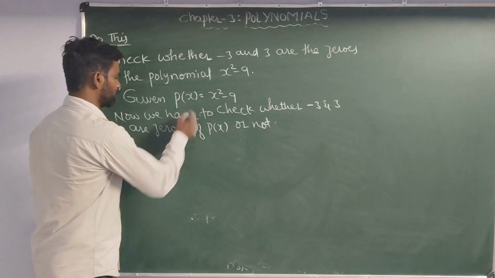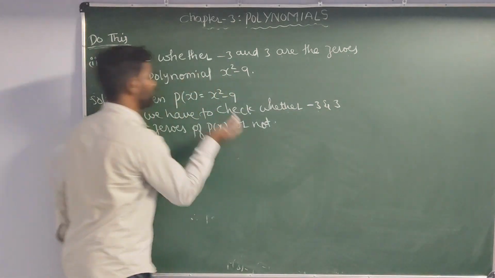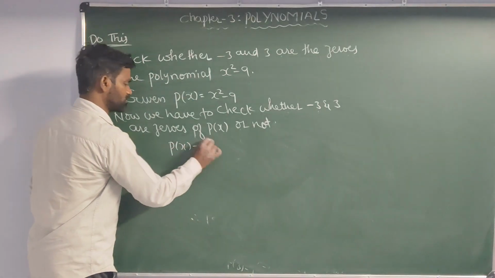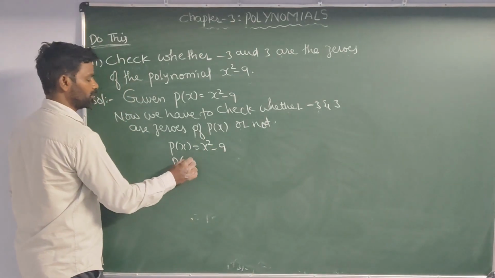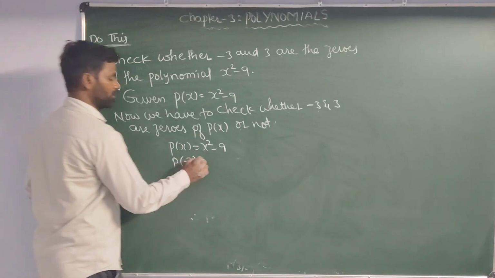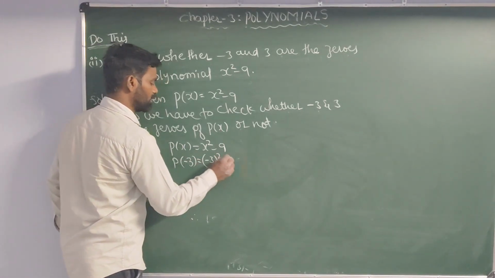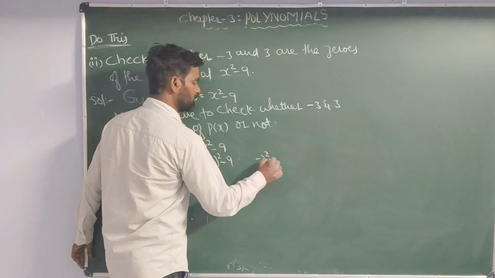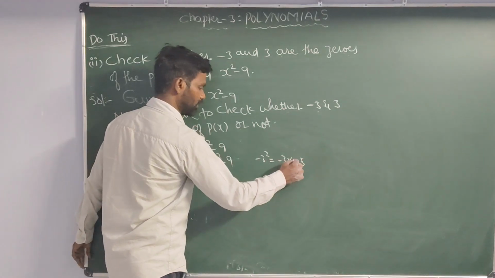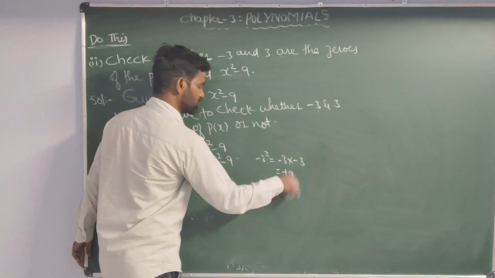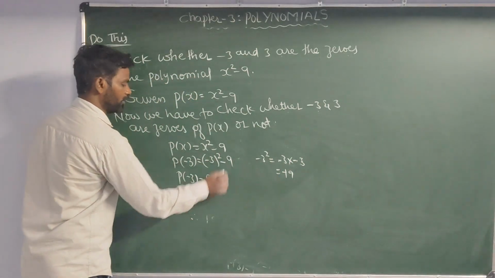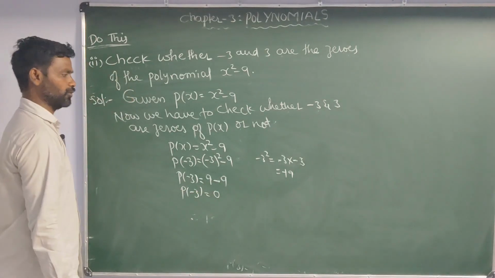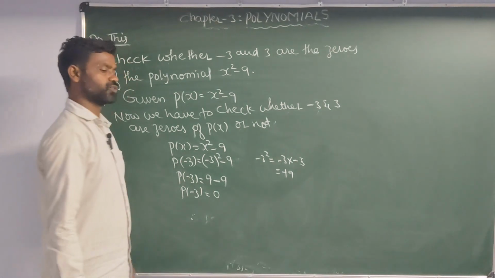Okay, it's very simple. Whatever these values are given, you have to substitute those values in the given polynomial. So P of x is equal to x square minus 9. Now I'm substituting in the place of x, minus 3, that is equal to minus 3 whole square minus 9. So P of minus 3 is equal to minus 3 whole square, we write as minus 3 into minus 3. So minus into minus becomes plus, 3 into 3 is 9. So it is positive 9 minus negative 9. So 9 minus 9 is equal to 0. Okay. So P of minus 3 is equal to 0.